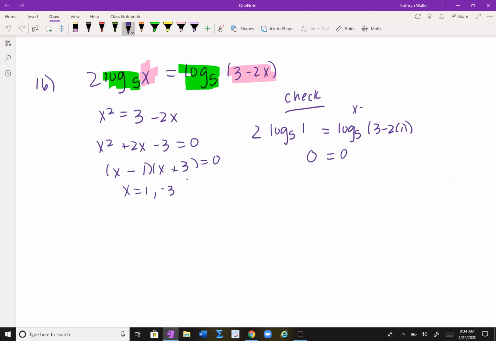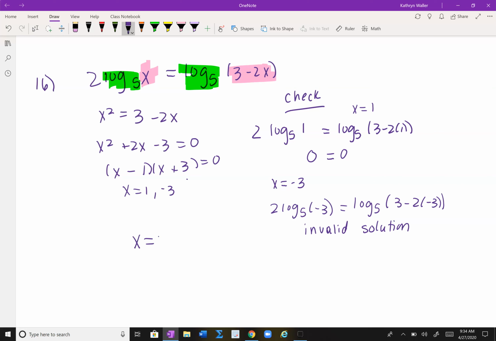Now, sorry about these jets. Now I have to check x equals negative 3. So I'm going to go 2 log base 5 of negative 3. The second I write that, I know it's not going to work because I'm taking the log of a negative number. I don't want to have an incomplete check here. So I'm just going to very quickly write it out. And then I'm going to write invalid solution because it doesn't work. Then I'm going to come right here and I'm going to write x equals 1, and that's what I'm going to box.